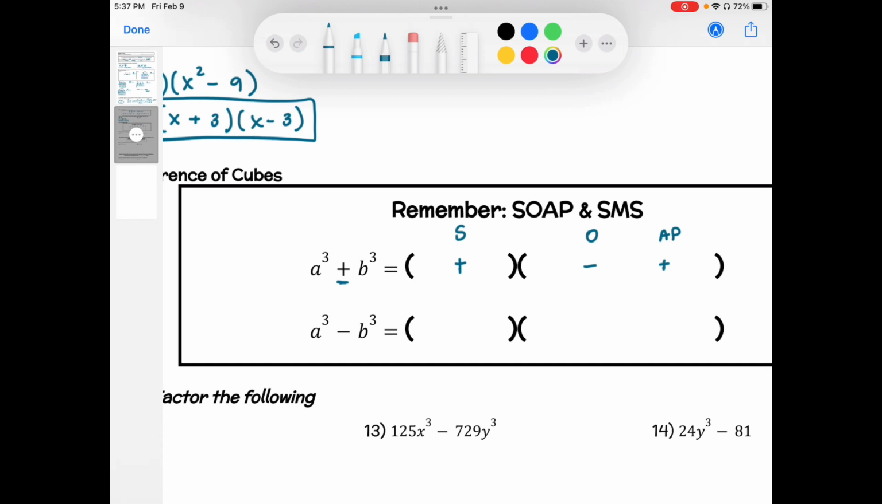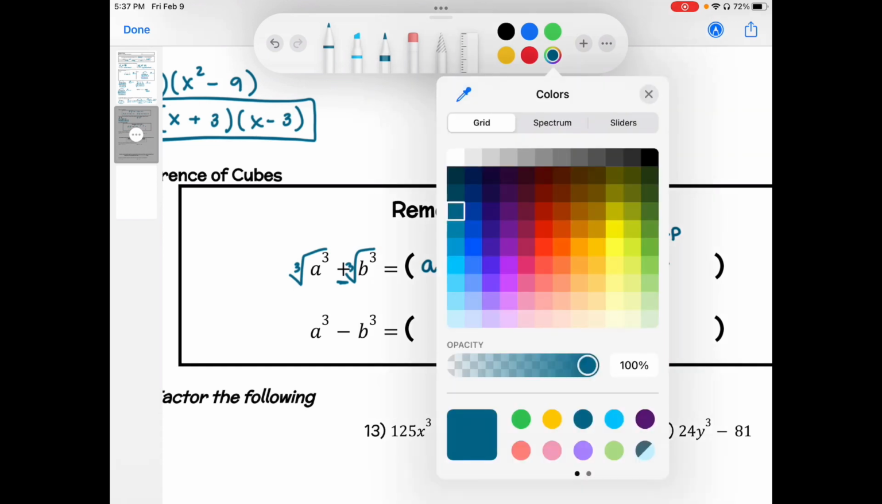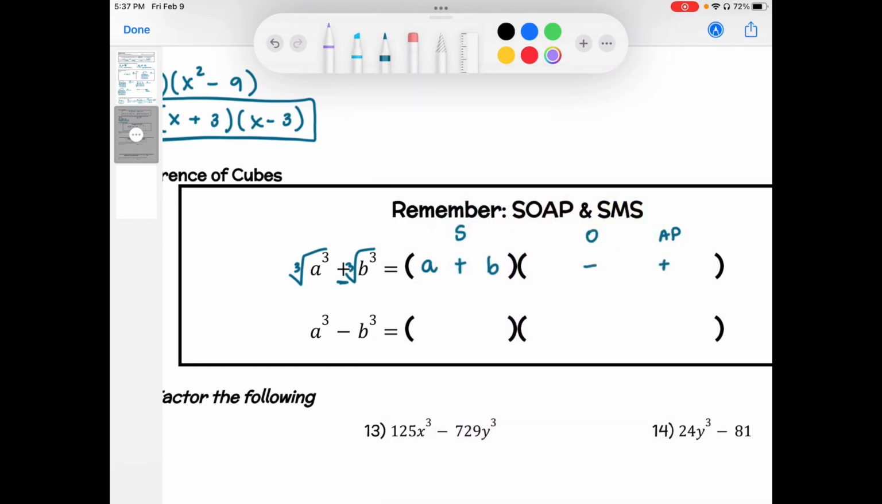And then we take the cube root of both of these, which gives us A and B. And then this is where the square multiplies square comes in. So that SMS. So we square the first one. So we square A. We multiply A and B together. So it would be AB. And then we square the B. So B squared.